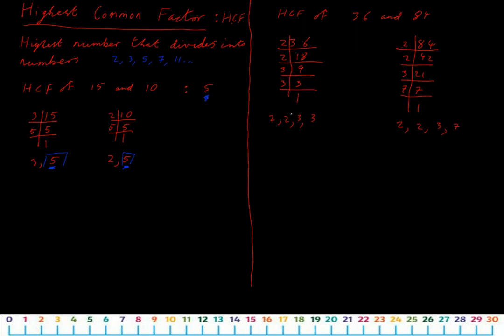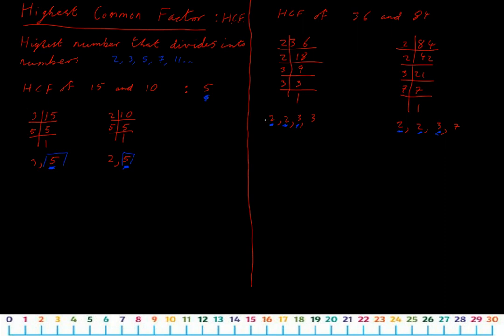Now this time, if we compare our lists, we have lots more common factors between our two lists. So let's have a look at them. And do as I'm doing, actually underline your common ones. So 2 is in both lists. There's another 2 in both lists. There's a 3 in both lists. There isn't another 3, and there isn't a 7. So the 3 here and the 7 here are not common to both.